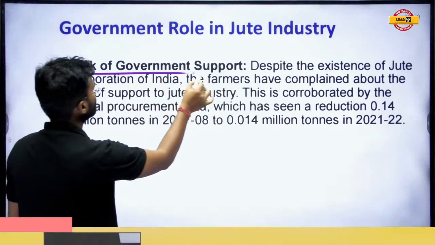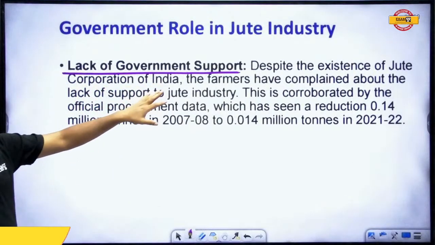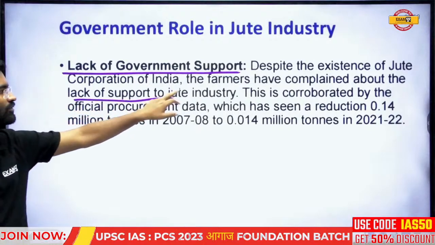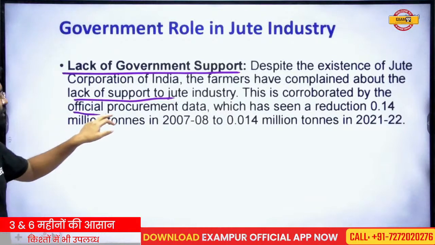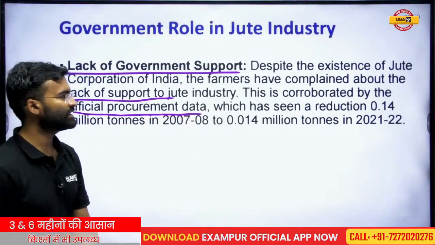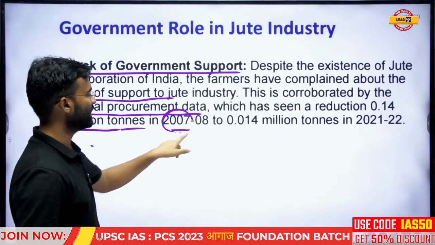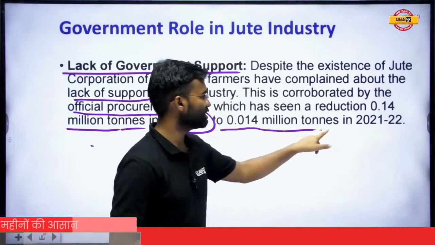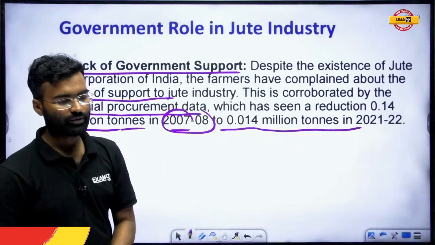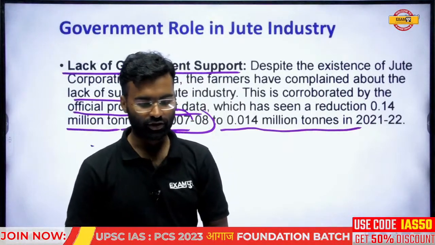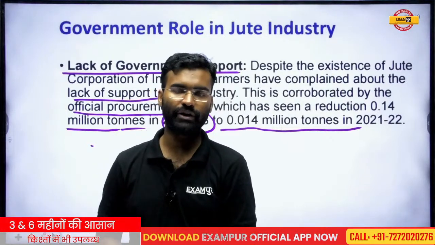The lack of government support. Despite the existence of the Jute Corporation of India, the farmers have complained about the lack of support to the jute industry. This is corroborated by the official procurement data, which shows a reduction from 0.14 million ton in 2007-8 to 0.14 million ton in 2021-22. So government support, there is a corporation in existence, the Jute Corporation of India.